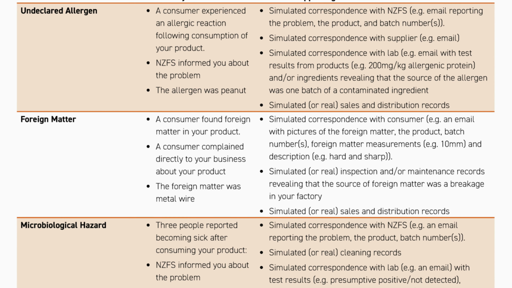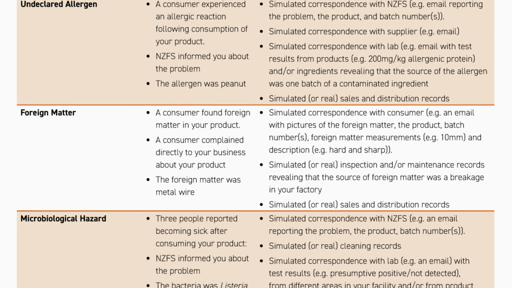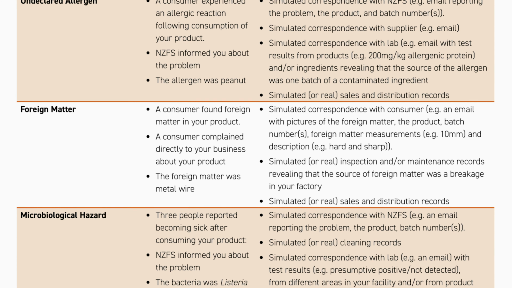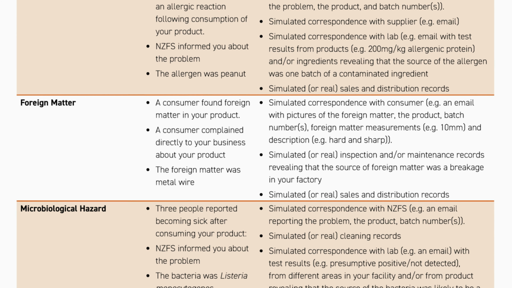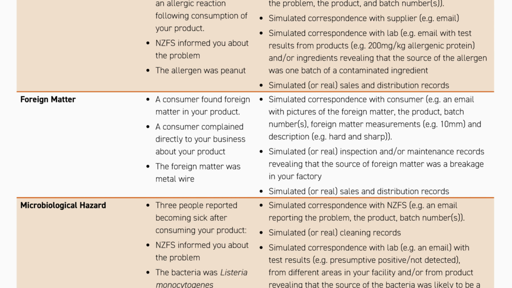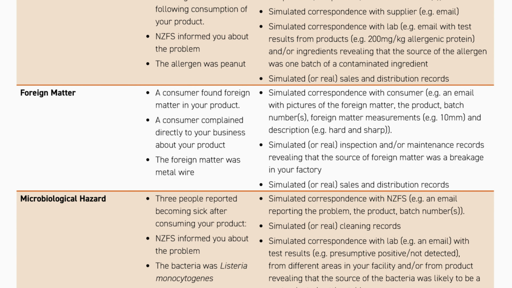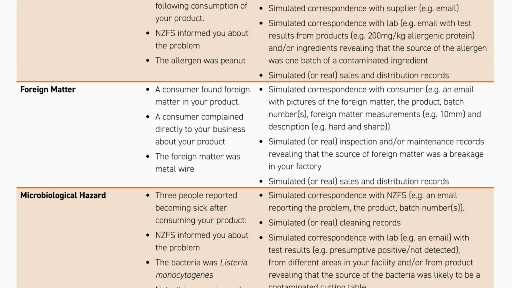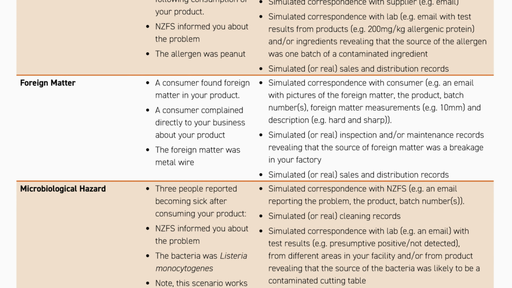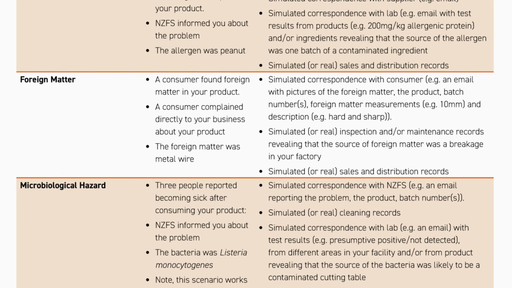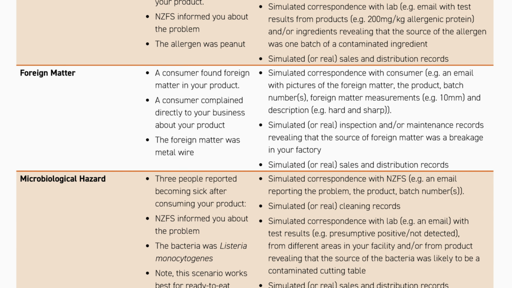Problem: foreign matter. Backstory: a consumer found foreign matter in your product. A consumer complained directly to your business about your product. The foreign matter was metal wire. Ideas for supporting information. Simulated correspondence with consumer such as an email with pictures of the foreign matter, the product, batch numbers, foreign matter measurements for example 10 mm, and description such as hard and sharp.